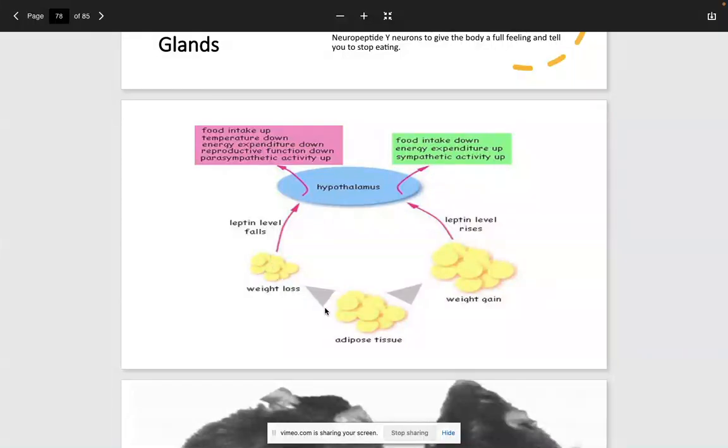During weight loss, the leptin levels are going to fall, which is going to cause the hypothalamus to want to increase the amount of food, downregulate our temperature, and so on and so forth.